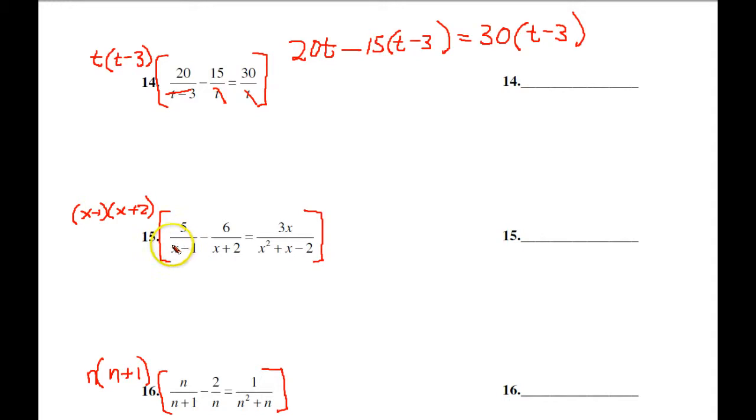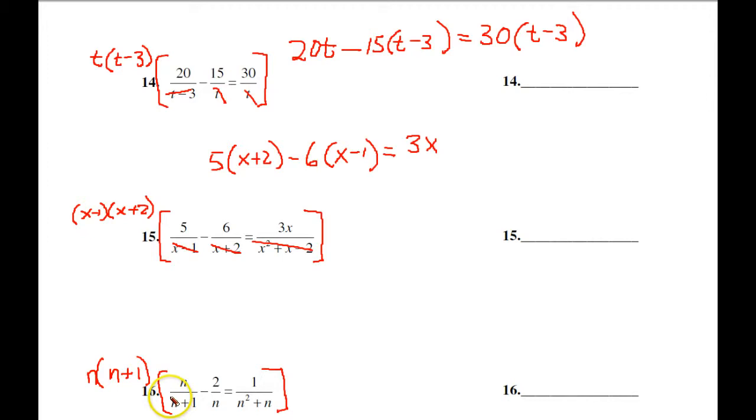Now for number 15, this will cancel with that, and we're then left with 5 times x plus 2. So this cancels. We multiply this times 5. Then there's a negative 6. This cancels with this one, and we're left with x minus 1. And that will equal, now since this is both of these, we're just left with a 3x. So again, much easier to do using this technique of getting rid of fractions.